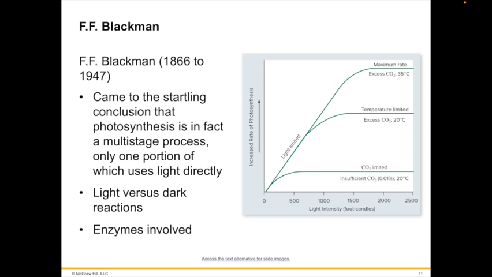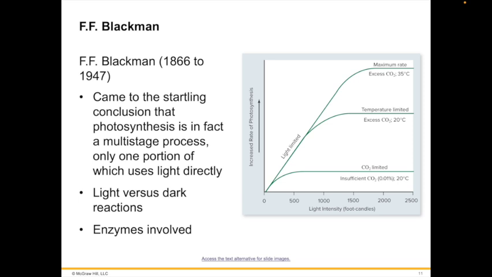Blackman concluded that photosynthesis consists of an initial set of what he called light reactions that are largely independent of temperature, but depend on light, and a second set of dark reactions that seem to be independent of light, but limited by CO2. These so-called dark reactions are more properly called light independent, and they actually require products of the light reactions.